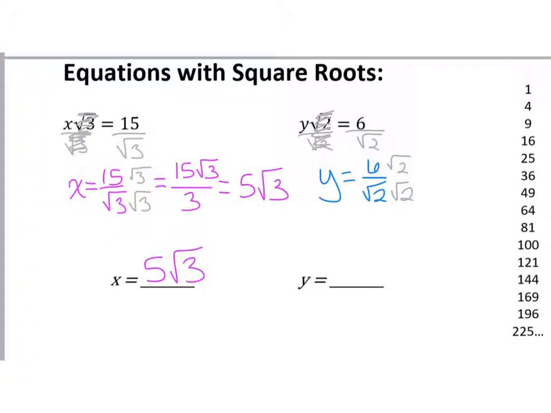What's in my numerator? 6 square roots of 2. What's in my denominator? 2. Does my square root simplify? No. Does my fraction simplify? Yes. 6 over 2 is what? 3. So 3 square roots of 2.